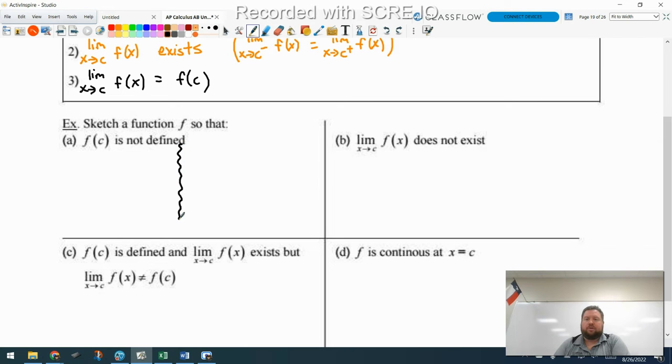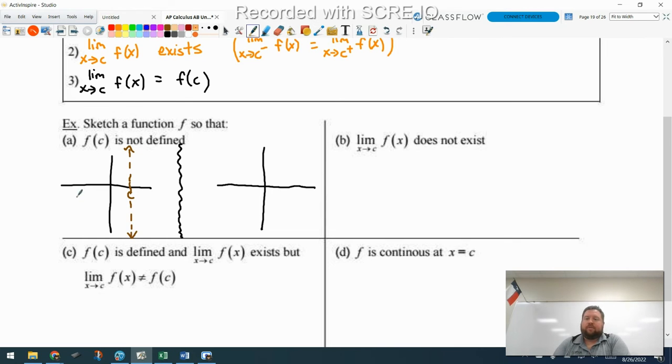So I'm going to draw a little squiggle, and we'll do an x, y axis over here, and we'll do another one over here. Okay, so I'm going to label c on my x-axis. So one way the f of c could be not defined is it could be an asymptote, vertical asymptote there.